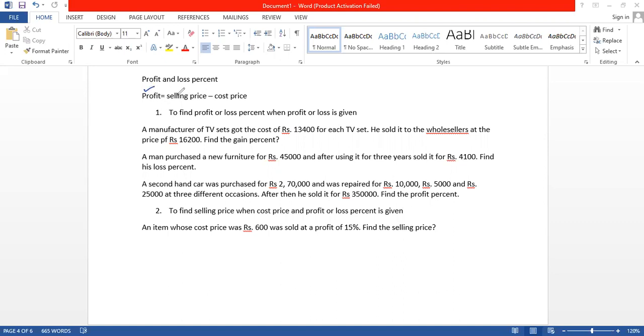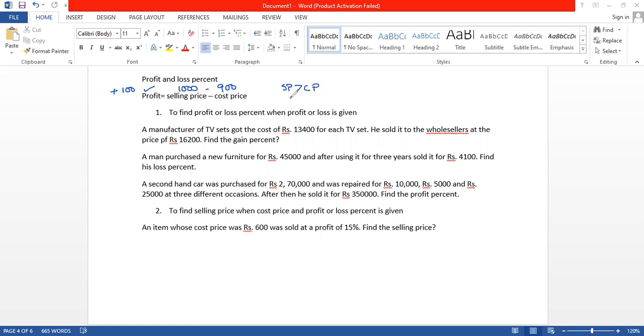Now you will get a profit when the selling price is greater than the cost price, which means, for example, you sold something for 1,000 and you had bought that thing for 900. This gives you a profit of 100. So you will get a positive answer, a profit, when your selling price is greater than your cost price.